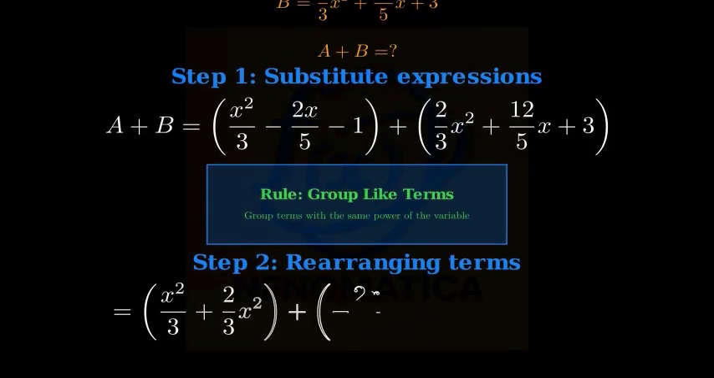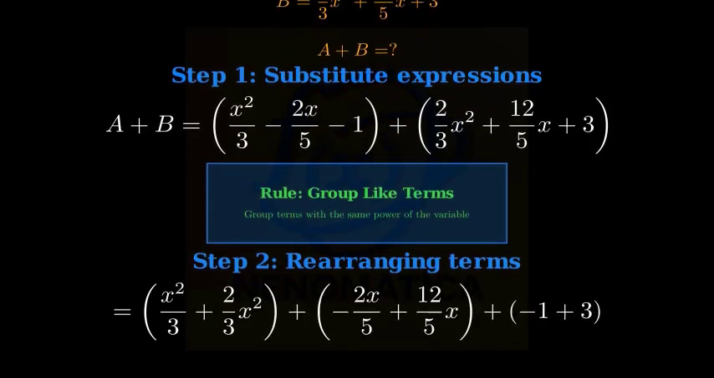Step 2. Let's rearrange the terms to group like terms together. We'll group the x squared terms, the x terms, and the constant terms. So we have x squared over 3 plus 2/3 x squared. Then we have negative 2x over 5 plus 12/5 x. And finally we have negative 1 plus 3.